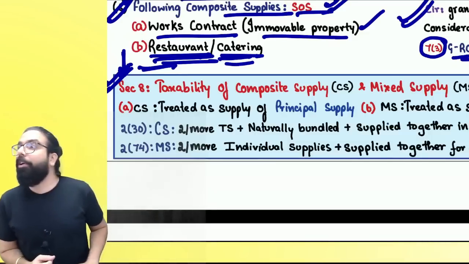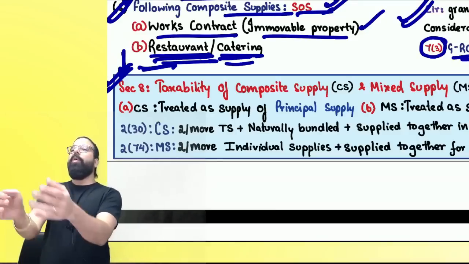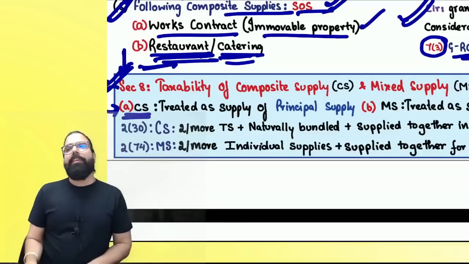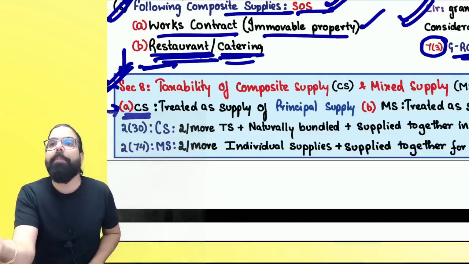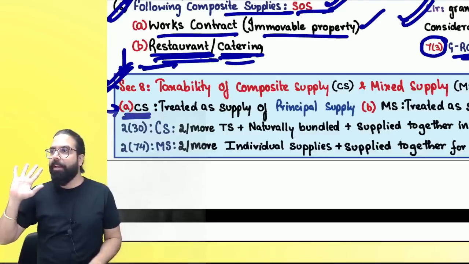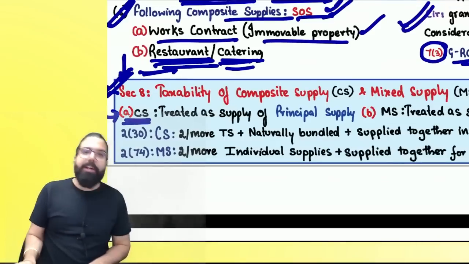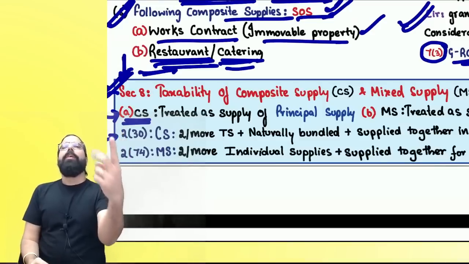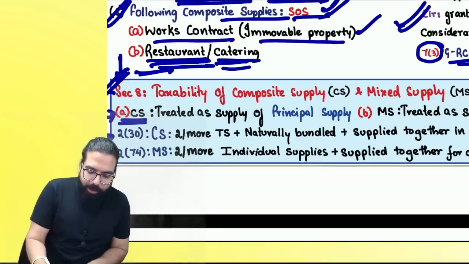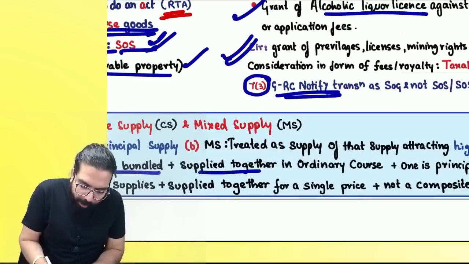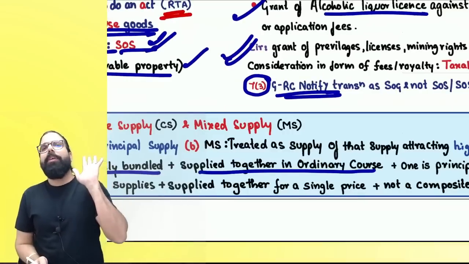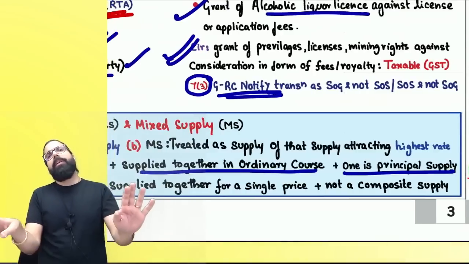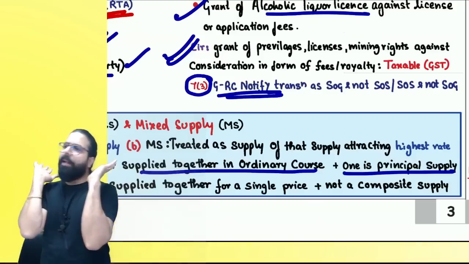Everyone here now. Taxability of composite and mixed supply. What's a composite supply? Composite supply's taxability is told in section number 8. But what is a composite supply and what is a mixed supply is told in the definitions. Section 2 clause 30 says composite supply means two or more taxable supplies which are naturally bundled, supplied together in the ordinary course of business, and one is a principal supply. Can I go ahead, everyone?